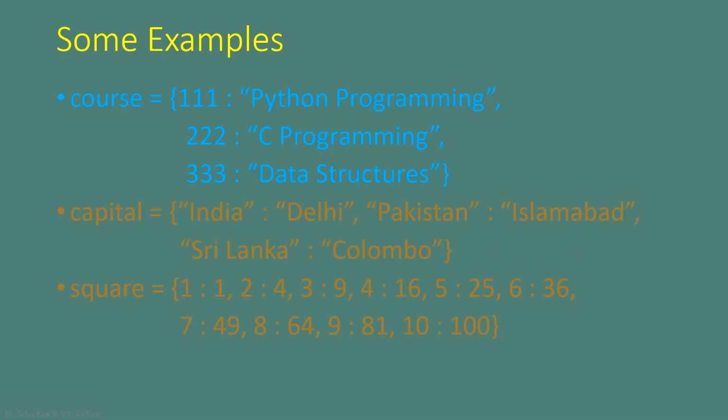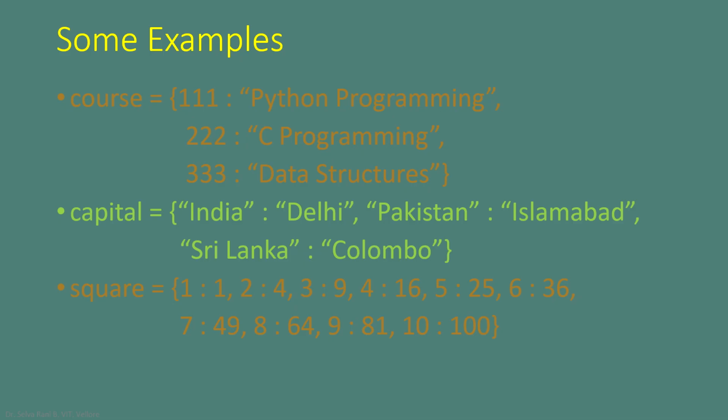Let's see some examples. Course is the dictionary which has three elements. The first element is Python programming, for which the key is 111. The second element is C programming, for which the key is 222. The third element is data structures, for which the key is 333.